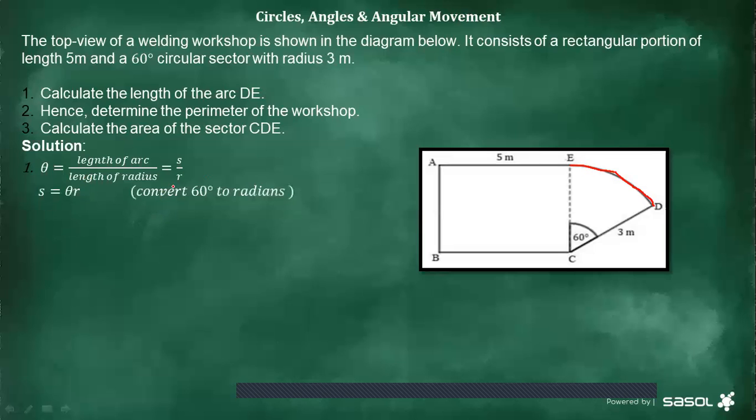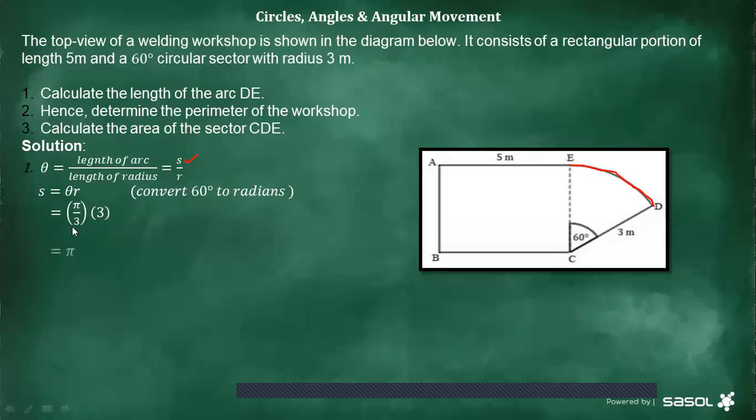But now, remember we are in need of this arc length, which is S. Like I've said, we are going to make S the subject of the formula. So this is what we are going to be getting after doing that. So it's S equals theta R. Then we have to first convert 60 degrees to radians by multiplying with pi over 180. Then it's going to give us pi over 3 multiplied by the radius, which is 3.